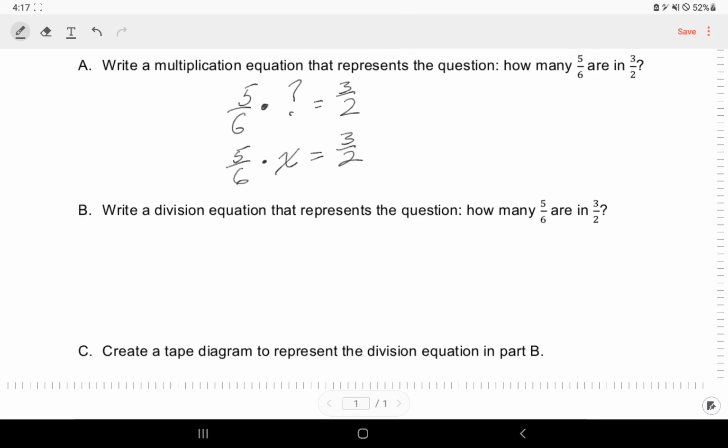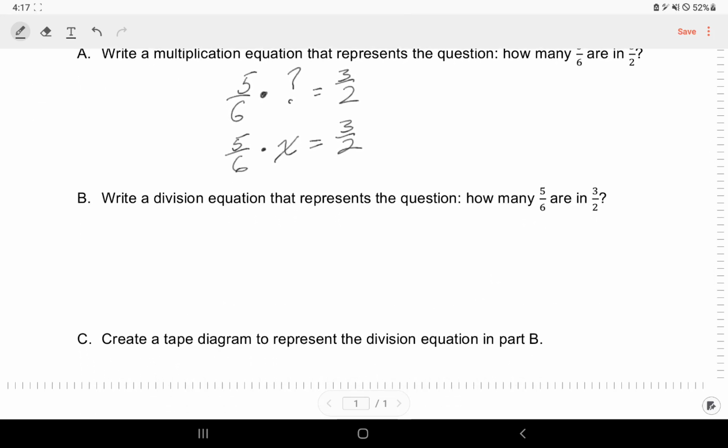And so now write a division equation. So 3/2 divided by 5/6 equals the question mark. Or 3/2 divided by 5/6 equals x.